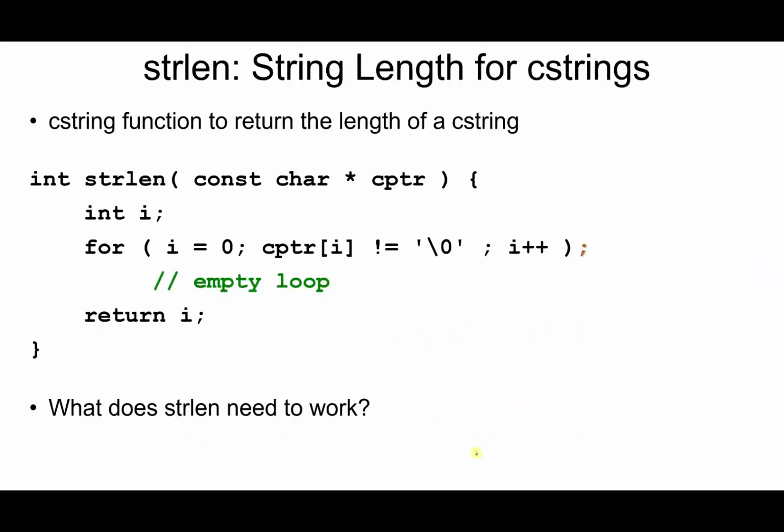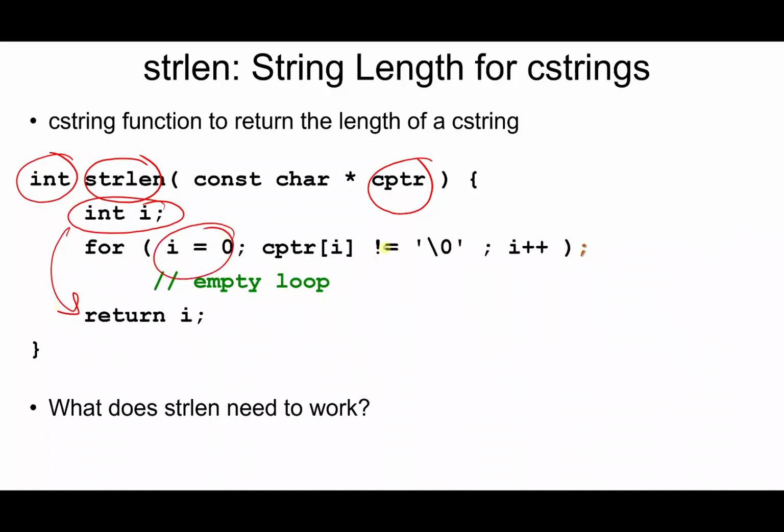So how that works is that here's the function that returns the number, so it returns an int. And it takes a pointer to that array. It actually defines int I outside because we are going to return I, the number of characters. And it says I equals 0 as long as CPTR of I not equal the \0, or you can just do CPTR of I, right? Because again, it can be used as a Boolean expression. When it is \0, it's going to be 0.